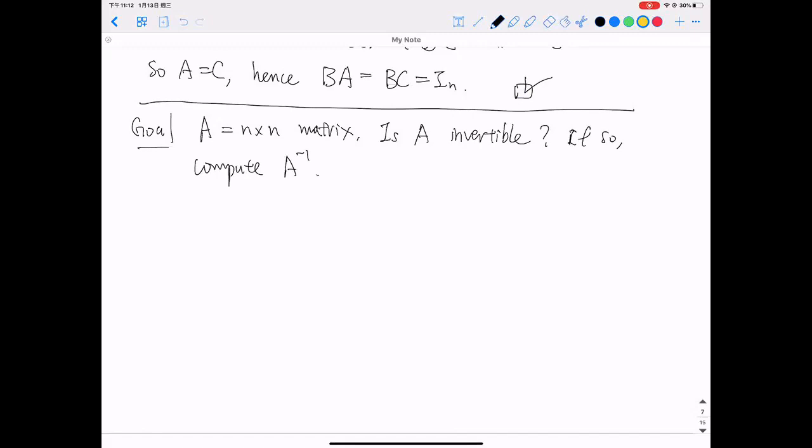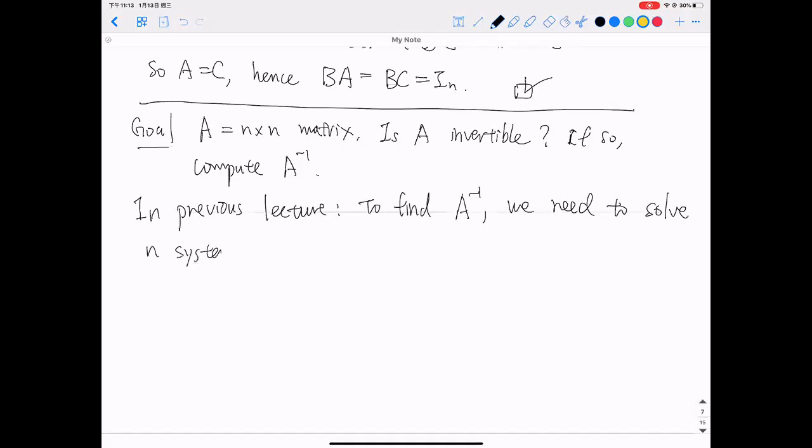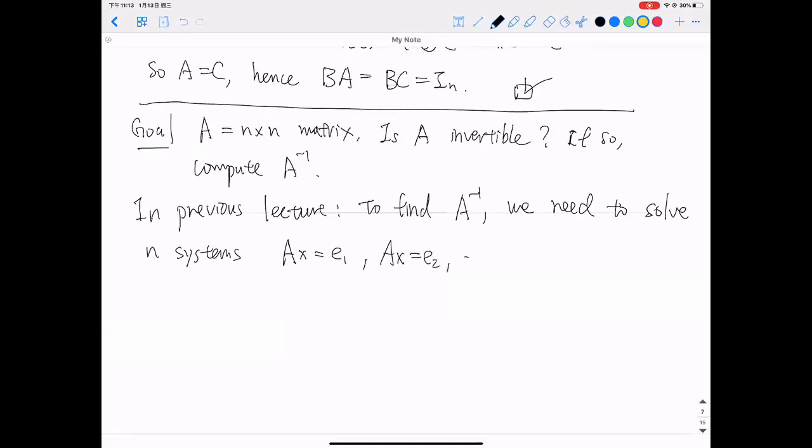All right, and our approach to this will be computational. What we've already seen in the previous lecture is that in order to find A inverse, we need to solve n systems at the same time: Ax equals E1, Ax equals E2, all the way to Ax equals En. We need to solve all these systems together.